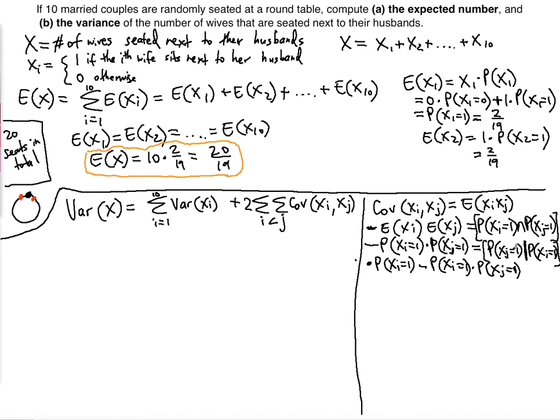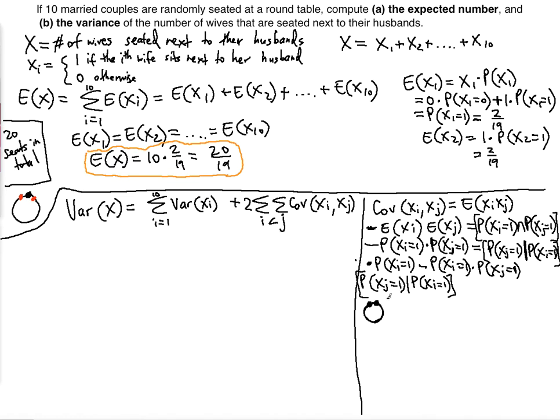Okay, so we have to calculate this part, right? So what is the probability of xj being equal to 1 given xi is equal to 1? Right, so I'm going to draw the circle so that we can understand what it is. So basically what it says is that you already have a couple. The ith wife is sitting next to her husband, the probability of that. So you already have a couple sitting together. And then you're trying to see what is the probability of the jth wife sitting next to her husband.